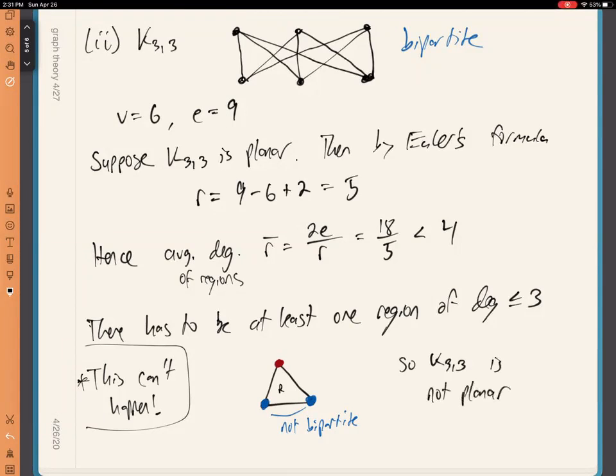Right. And so remember, in both cases, we use this notion of the degree of a region, which turns out to be an important quantity, although it's not initially obvious why you would want to define this. And then we also used Euler's formula, which we proved last time.